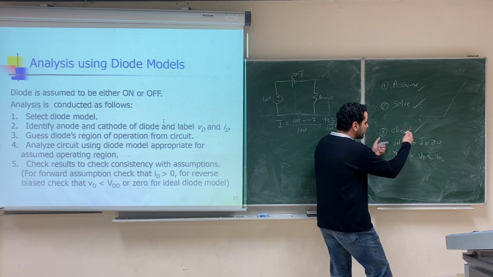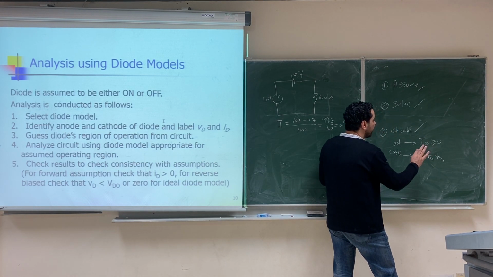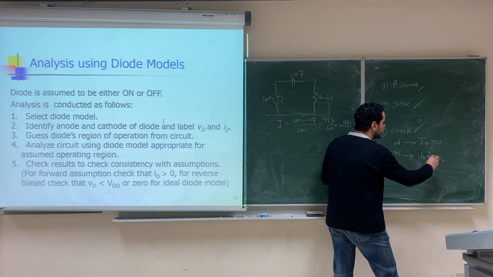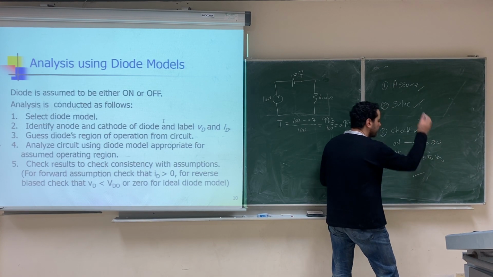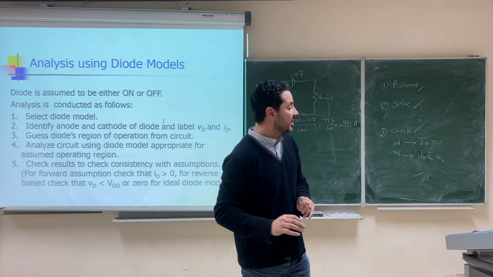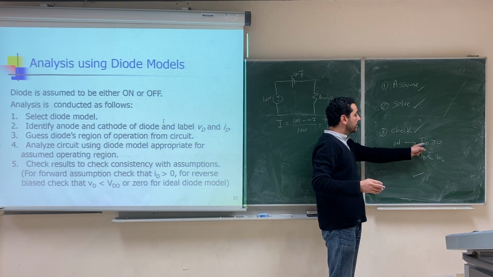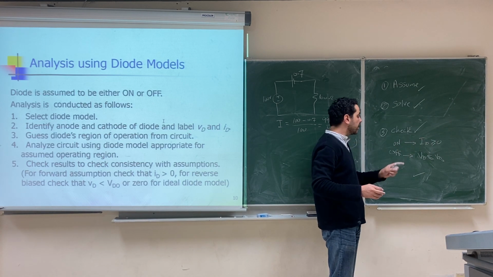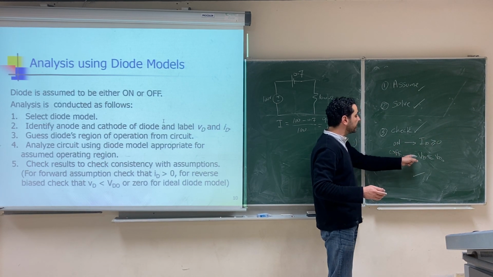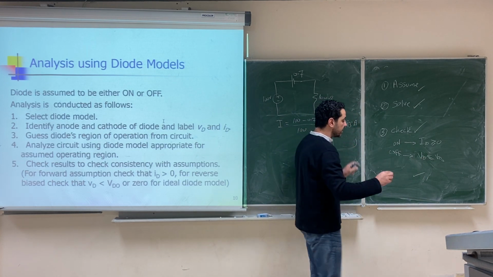After you check, if you find that everything is okay, your assumption is correct, then you have solved the problem. That's it. If you find that for all the diodes that you assumed on, the current is greater than or equal to 0, and for all the diodes that you assumed off, their voltage is less than or equal to VDO, then that's it. You solved the problem.